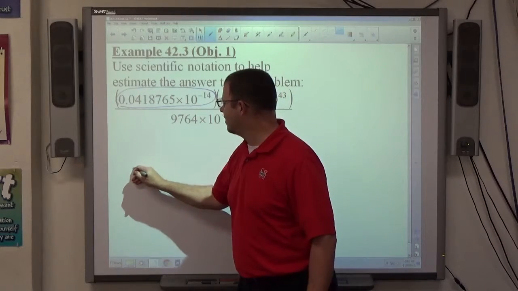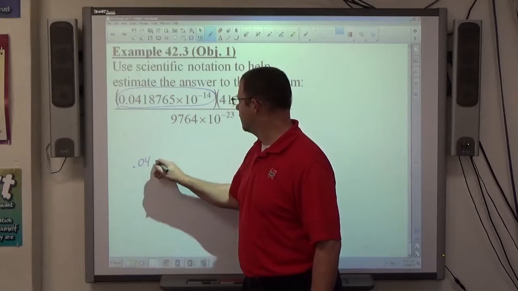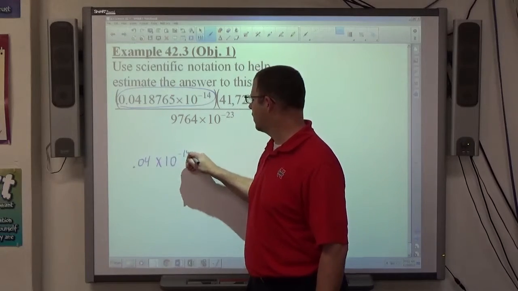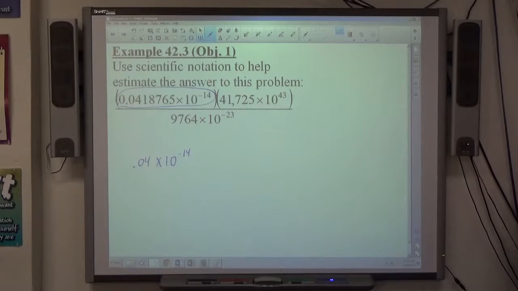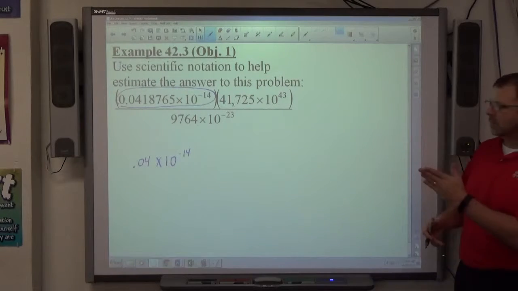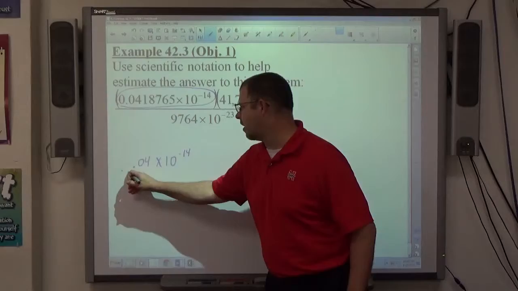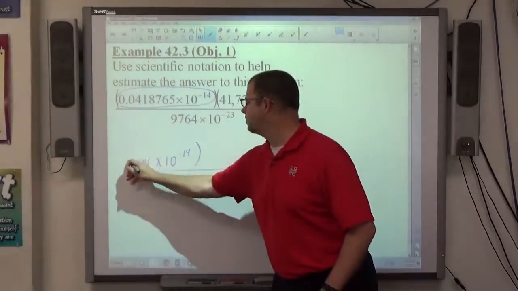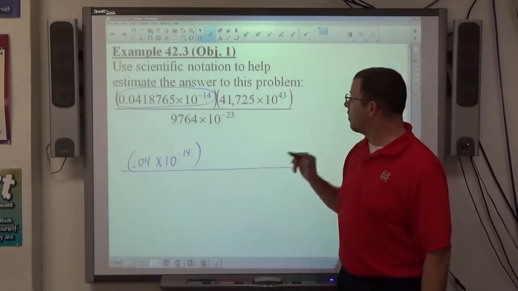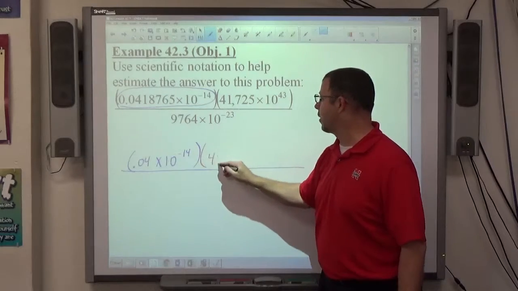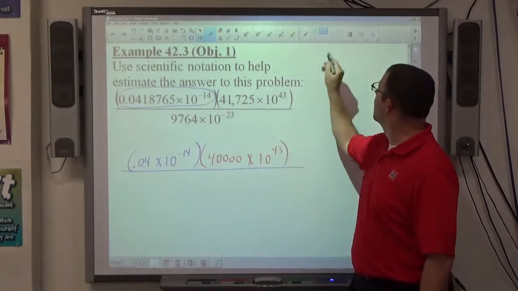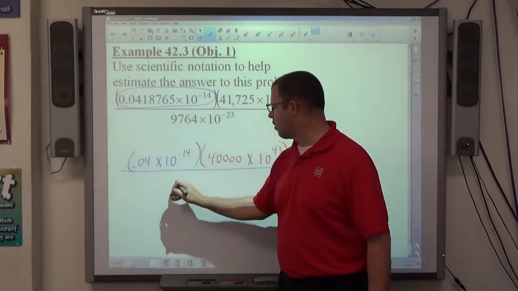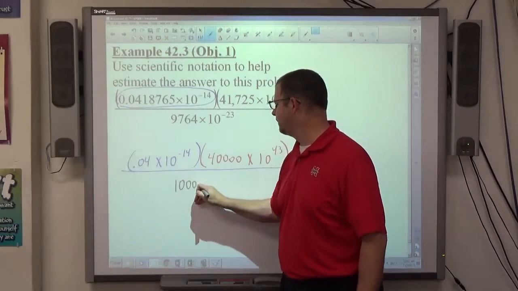This is going to become 0.04 times 10 to the negative 14th power. Again, one non-zero digit. All that other stuff, 18765, doesn't matter, all right? It's closer to 0.04 than it is to 0.05. That's what we're going to put for that one. Then, 41,725 is pretty close to 40,000. That's times 10 to the 43rd power. And then we have 9,764, which is pretty close to 10,000.